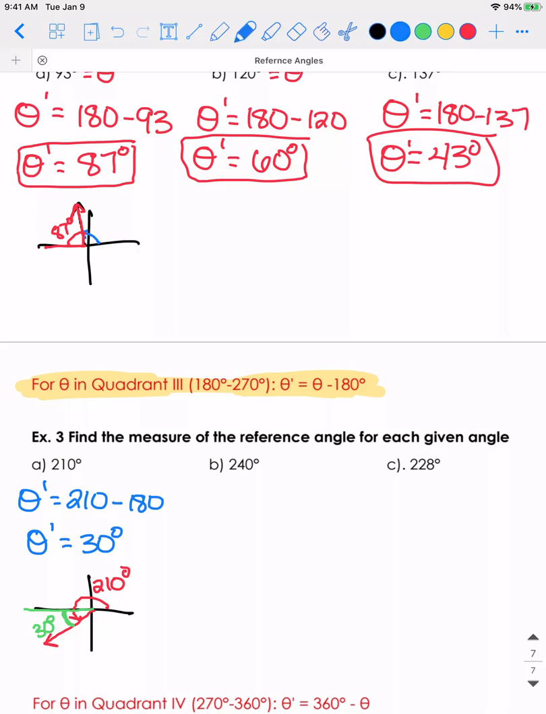Okay, so looking at letter B, I have 240 degrees, so to get theta prime, I take the given angle and I subtract 180 from it. When I do that, I get 60 degrees for theta prime. Okay, so I want you to take a second and solve for letter C.